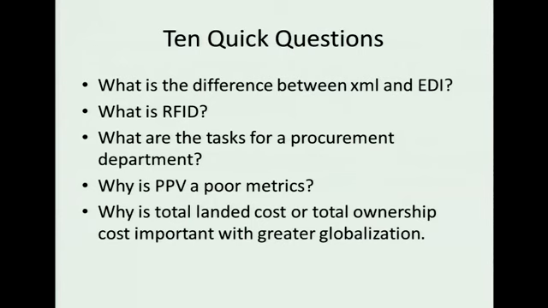10 quick questions to prepare you for the test. What's the basic difference between XML and EDI? XML is web-based. XML's web-based. That's an okay answer. But what's the fundamental thing with EDI? What makes EDI hard?